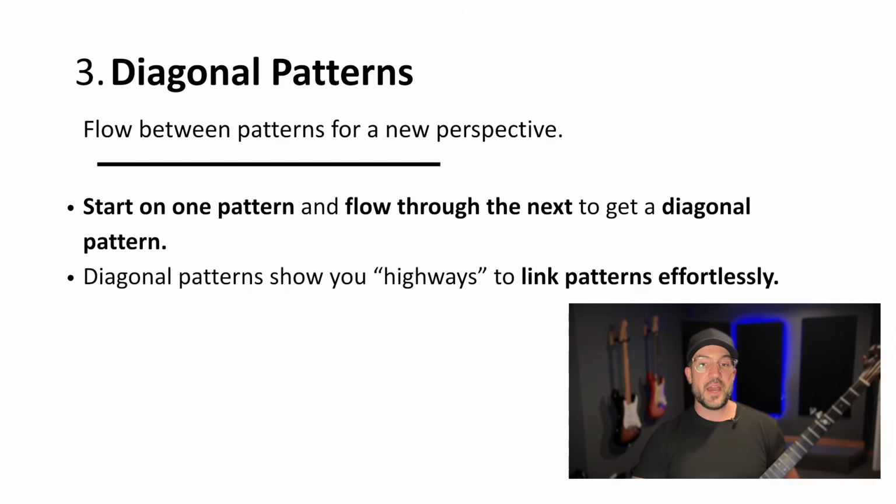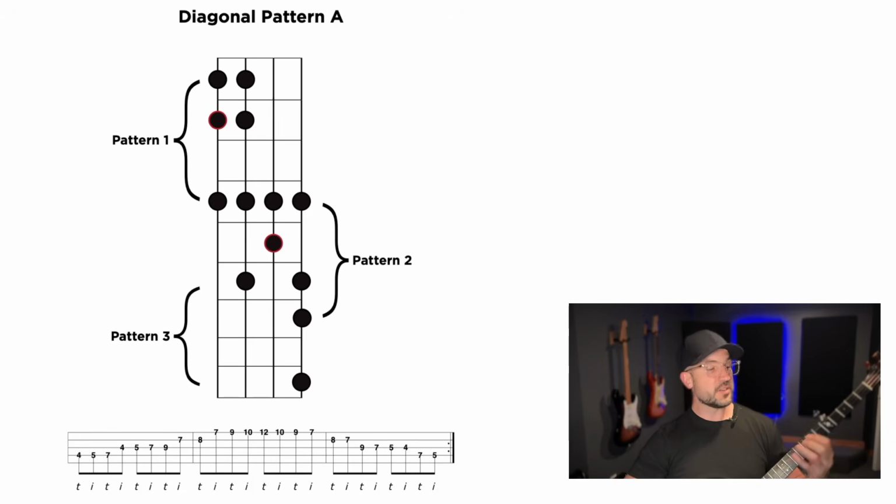After I've got those 5 patterns down, I can practice diagonal patterns, which is where I will start on the pattern 1 and I will flow through the next 3 patterns, and that gives these patterns a little more life because it shows how I can transition between them instead of just being stuck in one pattern. So I'll start on my pattern 1.